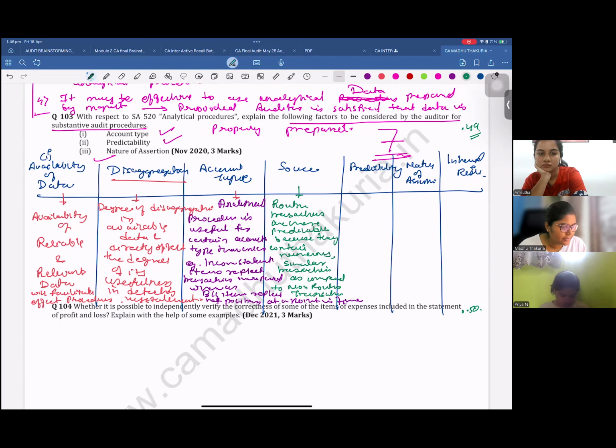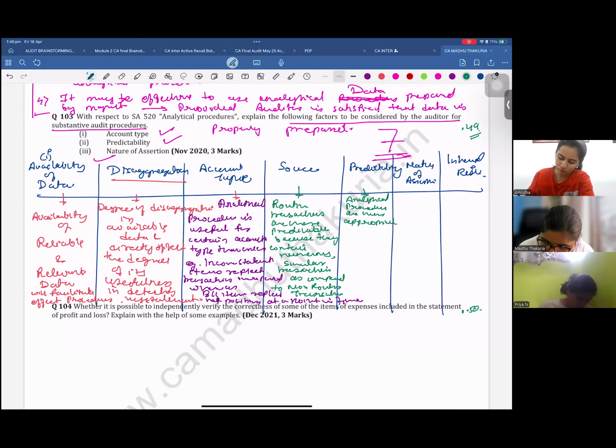Then comes the predictability. Analytical procedures are more appropriate for an account balance or transaction if data are predictable over time.